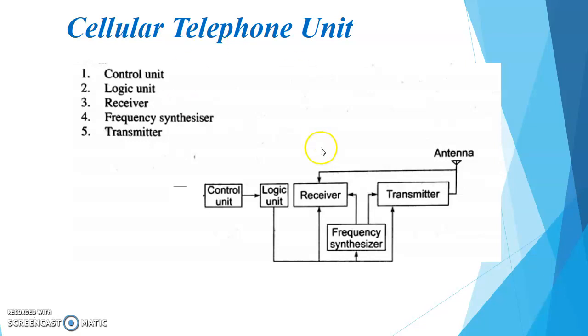Okay, here you can see the transmission. That is, if you give the input here, it will go to the control unit, where it will control the system. Then in the logic unit, you know what the concept of logic is, right? And then finally it goes to the frequency synthesizer and also the receiver and transmitter to the antenna. Okay, this is the concept of the cellular telephone unit.